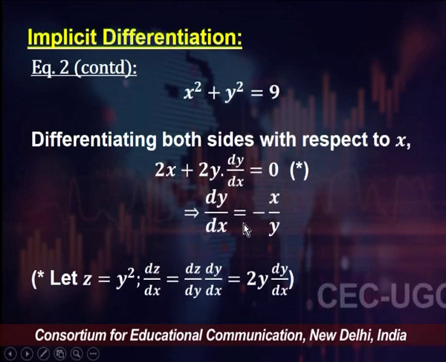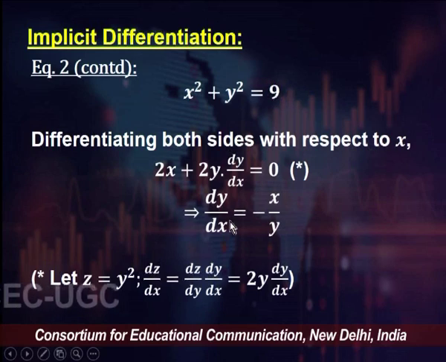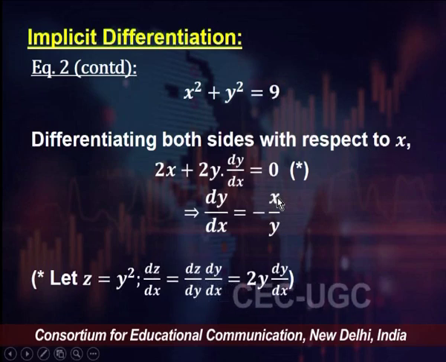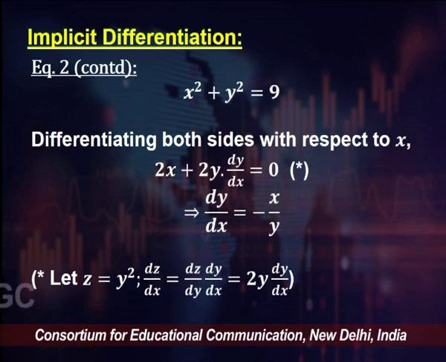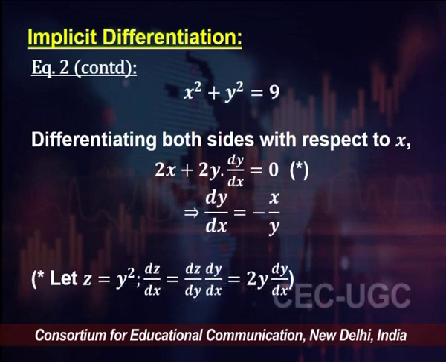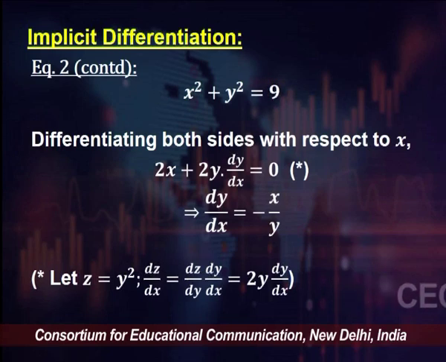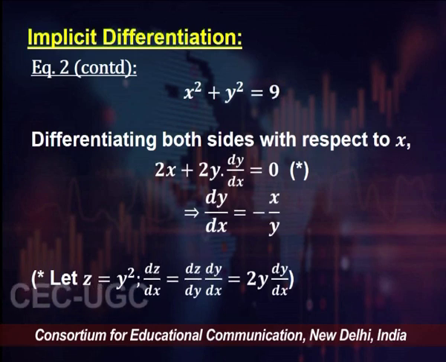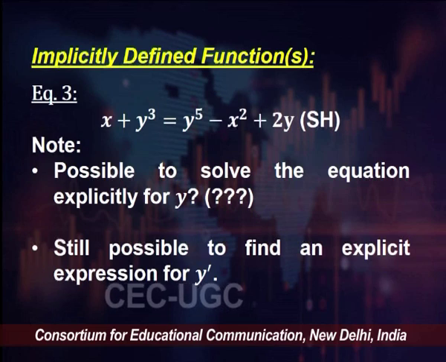Solving this equation then for dy by dx, we can take 2x to the right hand side. You are going to get minus 2x divided by 2y, the 2's will get cancelled, and you will get minus x divided by y as your answer. So, this is how we are going to carry out the process of implicit differentiation to find dy by dx for x squared plus y squared equal to 9.